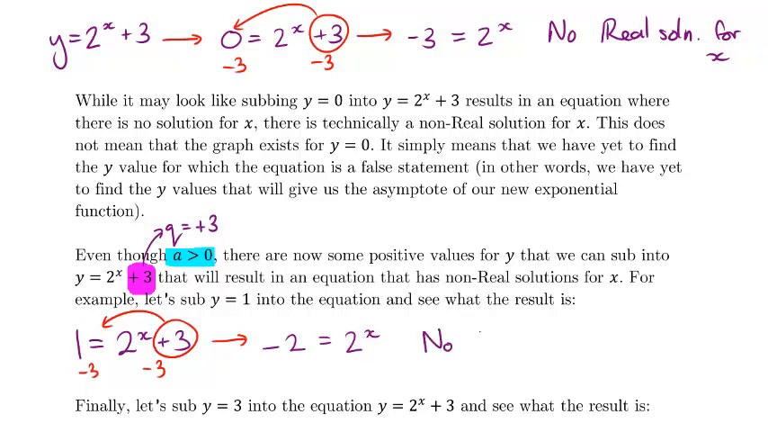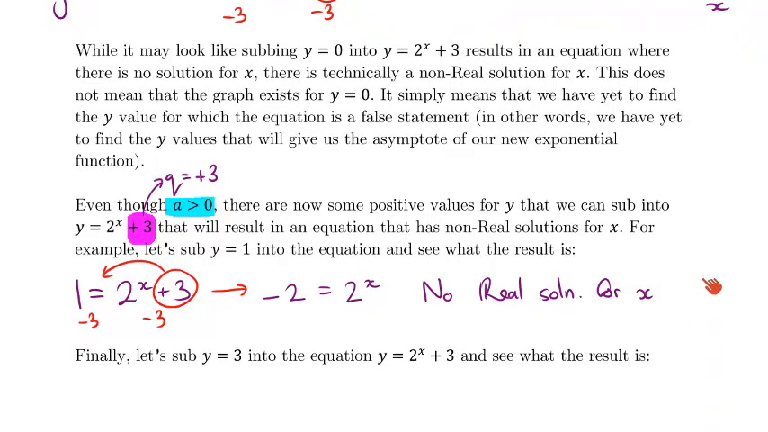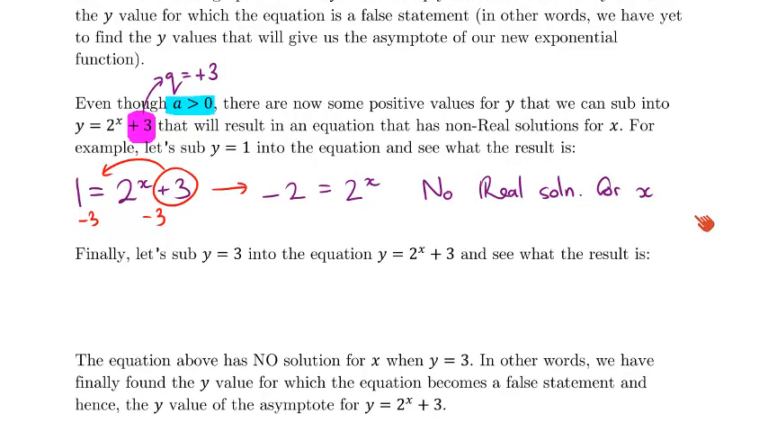There's just no real solution for x over here. So once again, we have still got to find the y value of the asymptote. We have still not found that y value that makes the equation completely false. Now, finally, let's sub y equals 3 into the equation y equals 2 to the x plus 3 and see what the result is.